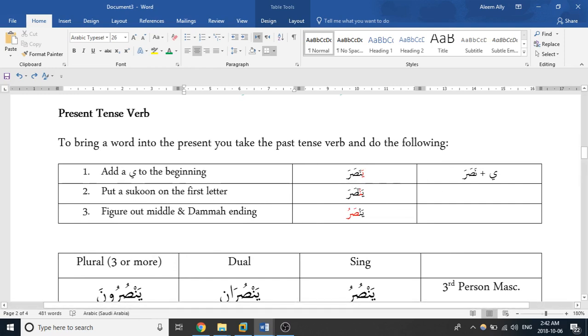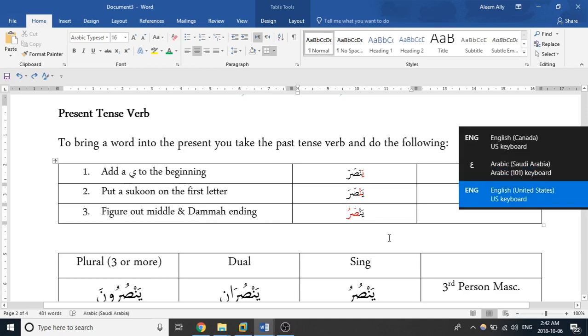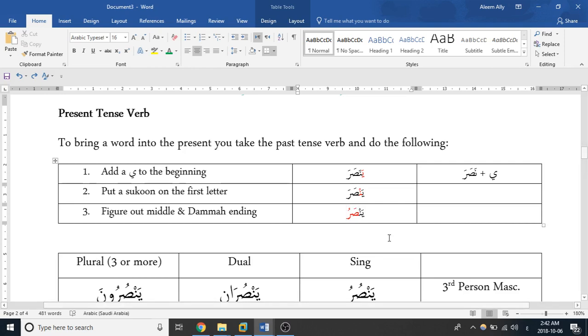Second step is to put a sukoon on the second letter, so now it becomes yansara. Then the last step is that you change the middle and you change the end. So this should actually be not yansaru, but yansuru, with a dhamma on the end. Sorry, I'm just going to rewrite that.